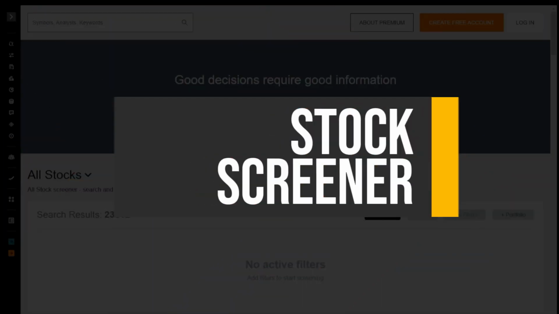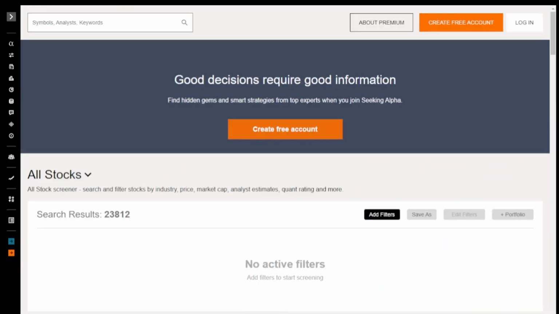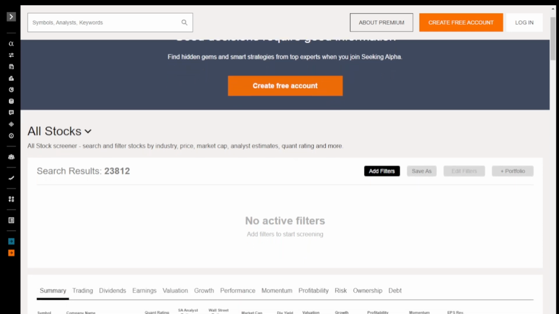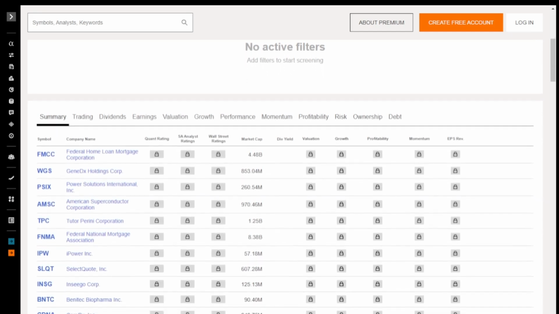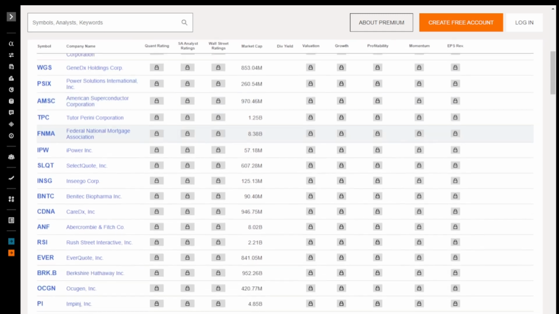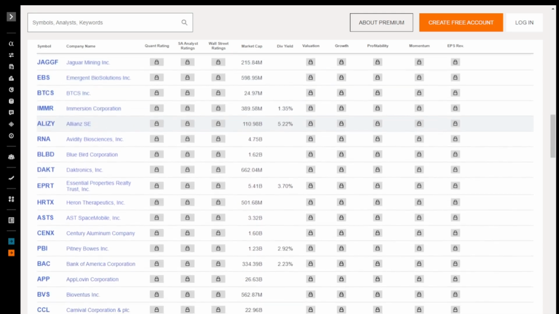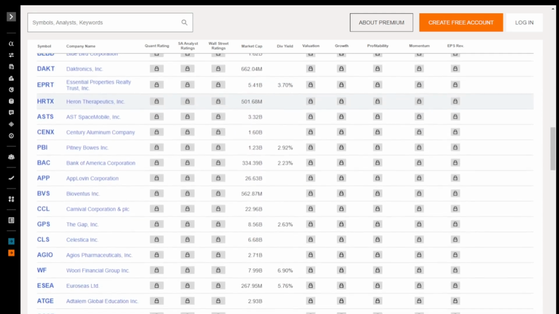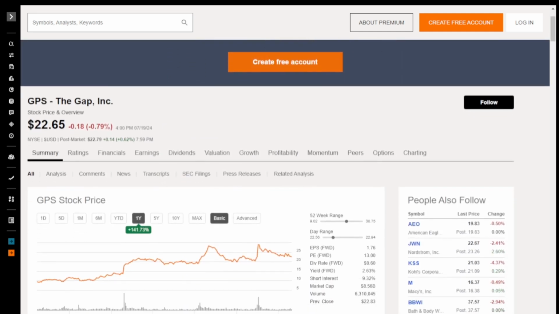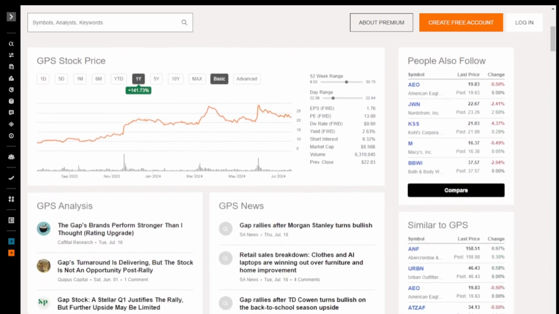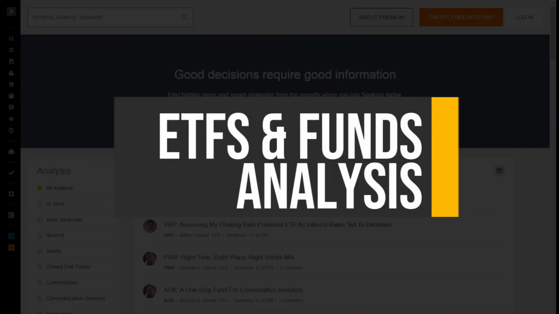Stock Screener. The Stock Screener on Seeking Alpha is a robust tool that allows users to filter and sort equities based on multiple criteria, including sector, price, market capitalization, and analyst ratings. This feature is particularly useful for investors looking to streamline their research process by identifying stocks that meet specific investment criteria. By utilizing the screener, investors can efficiently sift through thousands of options, uncovering promising investment opportunities that align with their strategies. This targeted approach to stock selection not only saves time, but also enhances the overall effectiveness of investment decision-making.